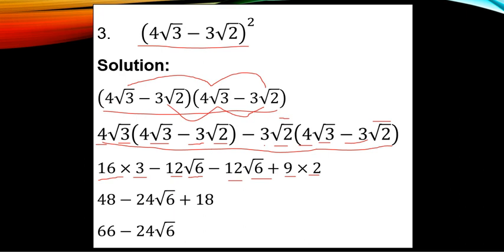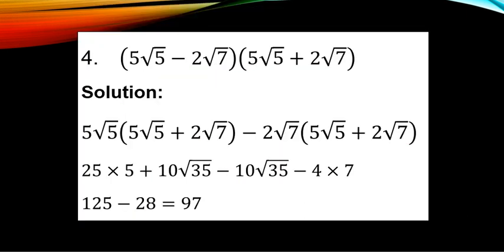Then you multiply. 16 times 3, you have 48. These two terms are alike. You add together. Minus 12 root 6 minus 12 root 6 is minus 24 root 6. Then plus 9 times 2, that is 18. You can only add the constants 48 and 18. When you add them, you have 66 minus 24 root 6. So this is how best you can have that answer.